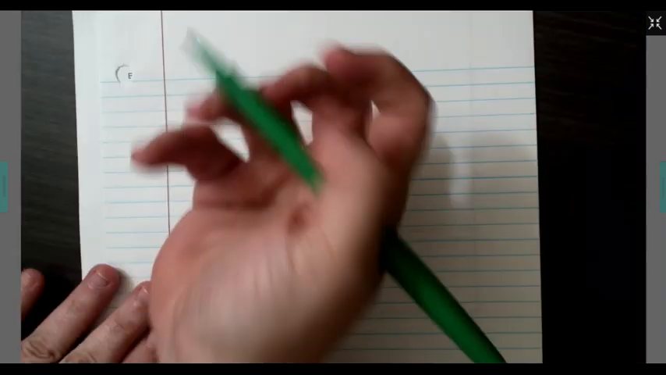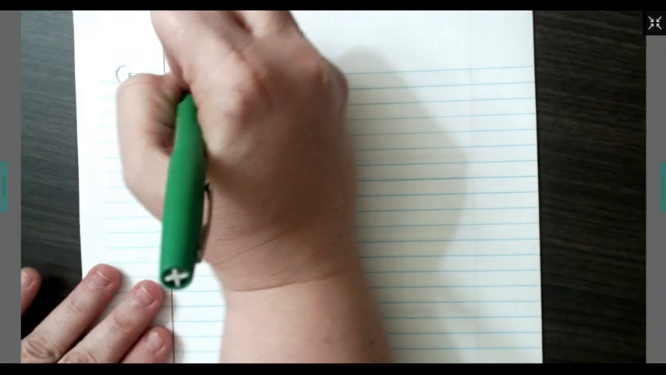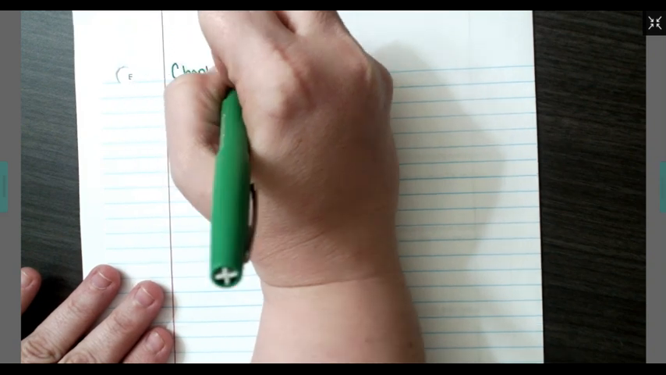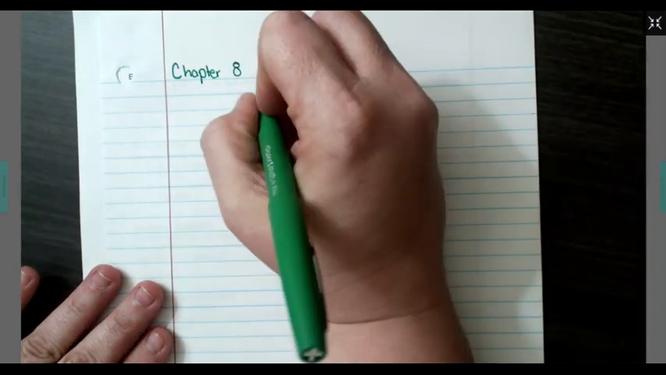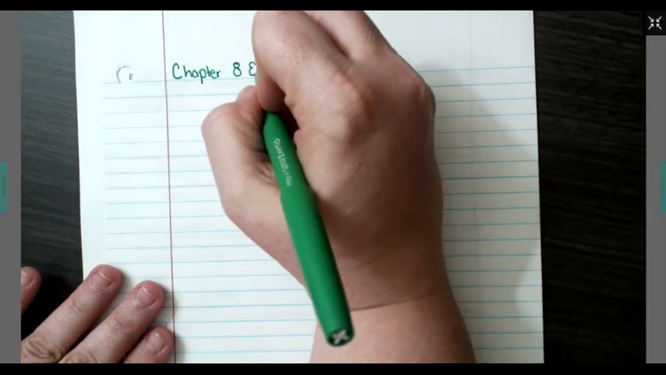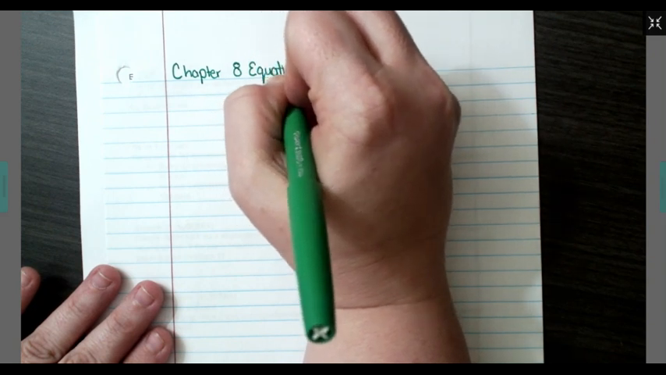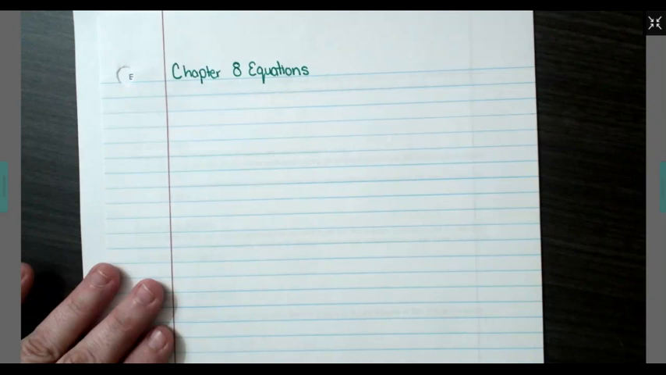Today we're going to be starting Chapter 8 on loans. With the start of each new chapter, we're going to start our equation sheet. So go ahead and pull out a piece of paper and label it Chapter 8 Equations. The first lesson is 8.1, Single Payment Loans.